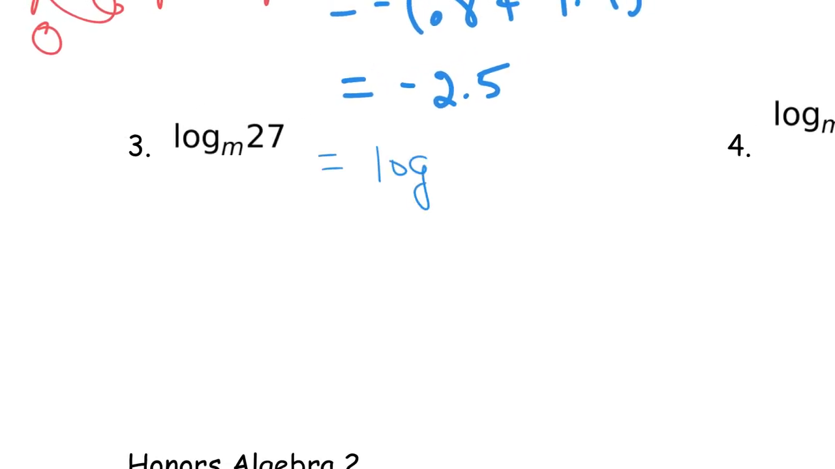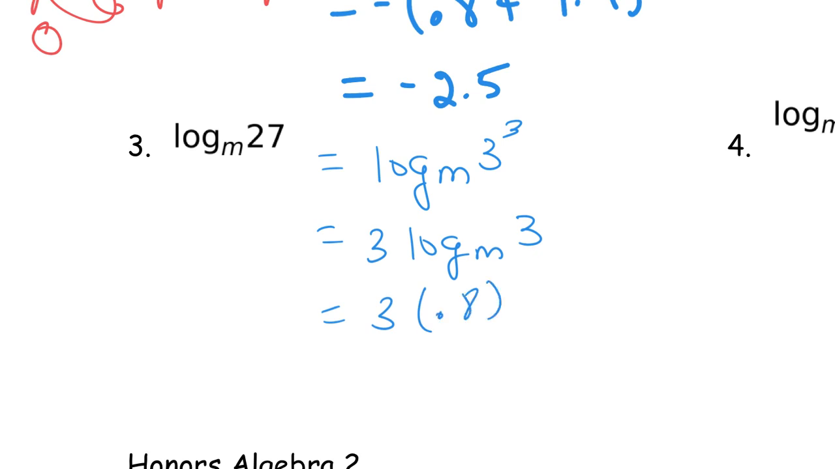Okay, so here I could do something like log base m of 3 cubed. I can bring the 3 out in front and get 3 times log base m of 3. And we know log base m of 3 equals 0.8. So then we got 2.4. We just expanded it out like that. Is that okay? I feel like that's more expanded.